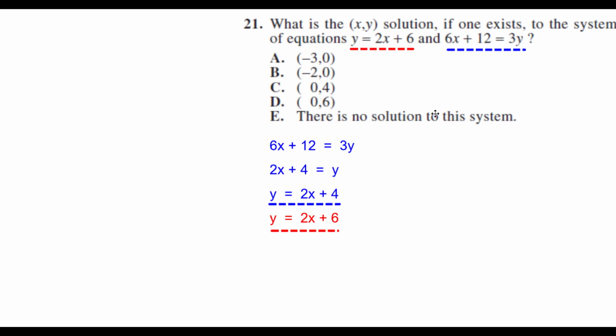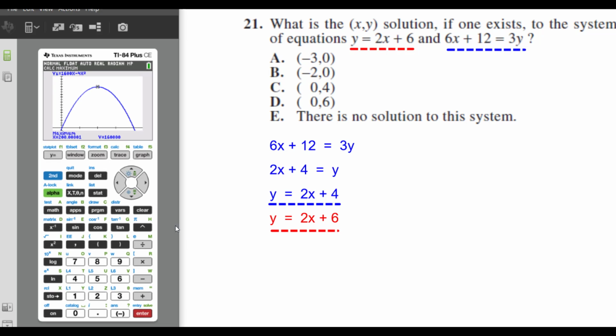So for this one, I went ahead and solved both equations for y. The red one was already solved for y. For the blue one, I divided each term by 3 and got this. And this should tell students that these lines are parallel and they have different y-intercepts. But in case they don't, it would be a good idea to show that.